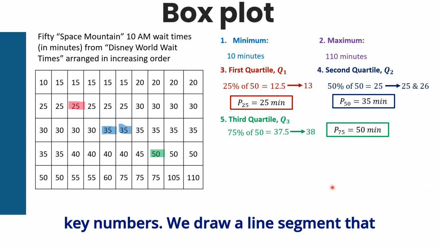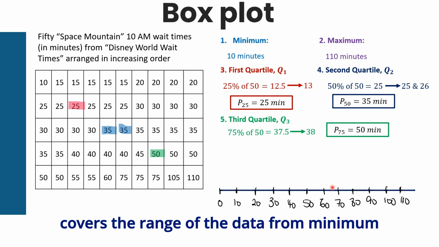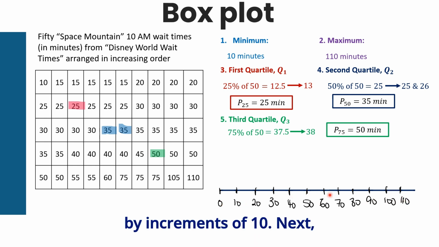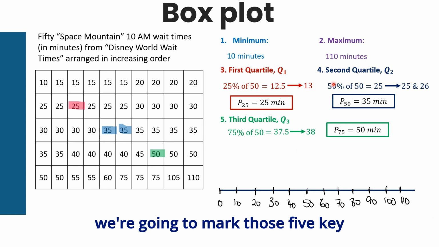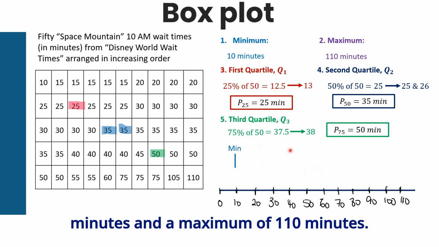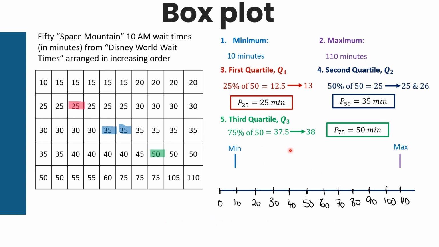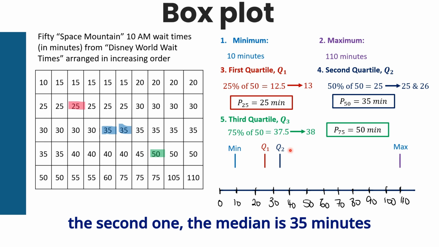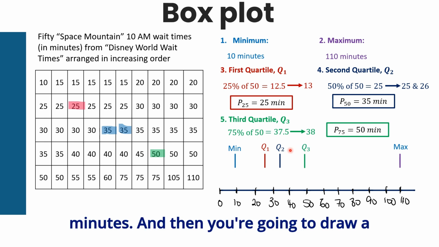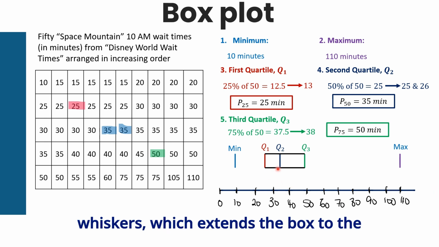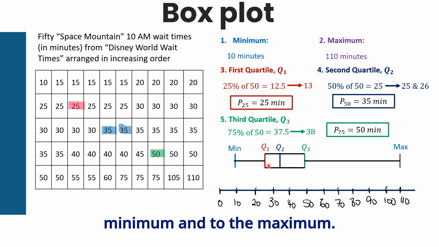We draw a line segment that covers the range of the data from the minimum to the maximum value, and this one we're going to go by increments of 10. Next, we mark those five key numbers above this line segment. We have a minimum of 10 minutes and a maximum of 110 minutes. Our first quartile is at 25 minutes. The second one, the median, is 35 minutes. And then the third quartile is 50 minutes. Then you draw a box from Q1 to Q3. And lastly, you draw your whiskers, which extend the box to the minimum and to the maximum.